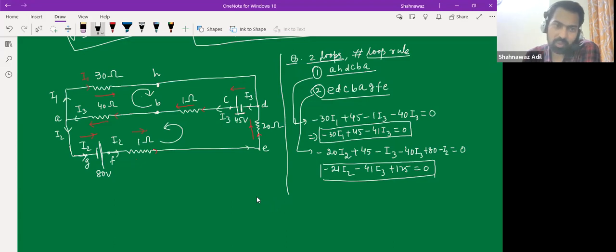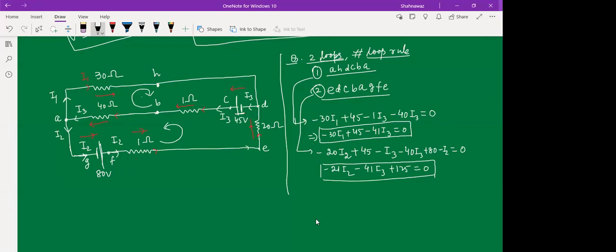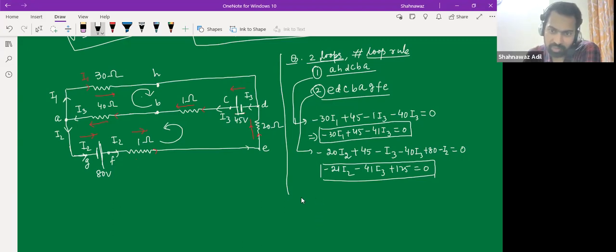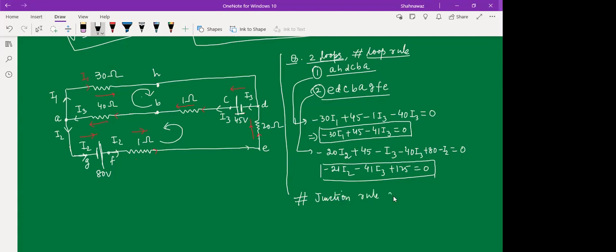Let me give you one. At this junction, what do we know about this junction? It is a common junction, and we can apply the junction rule at A.